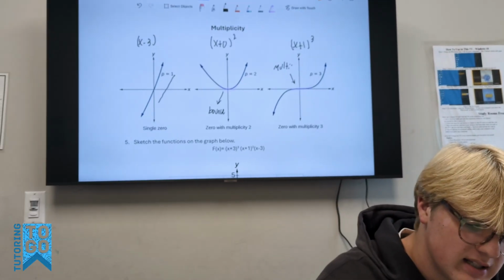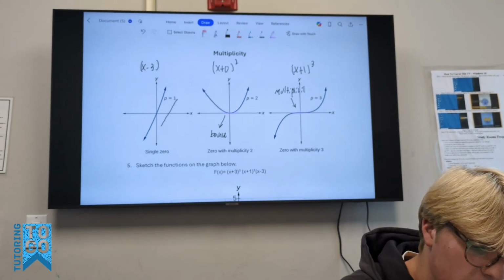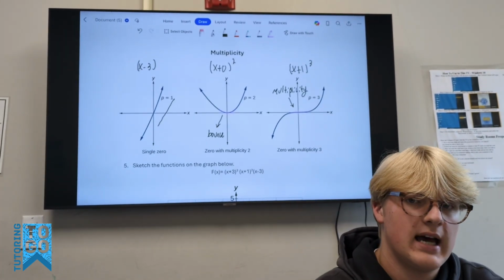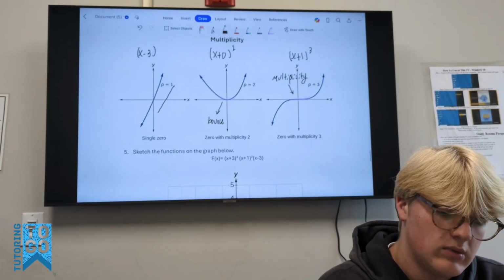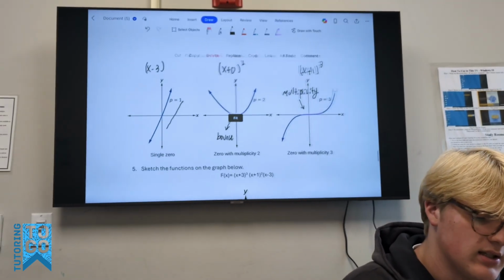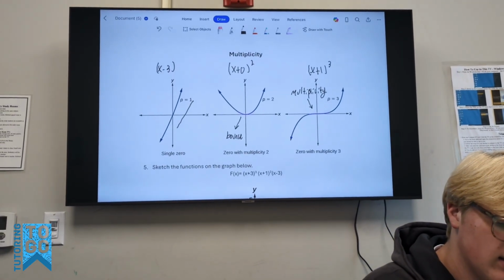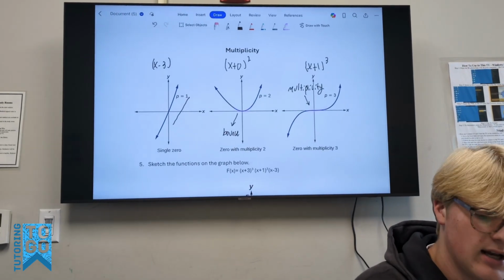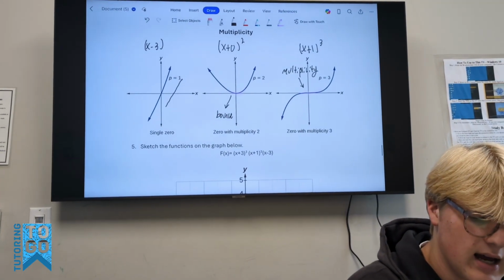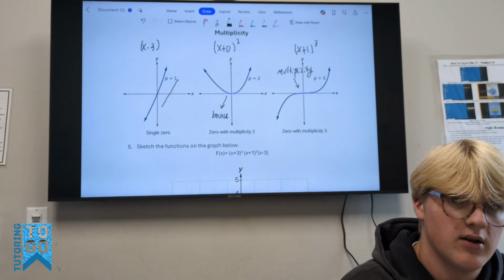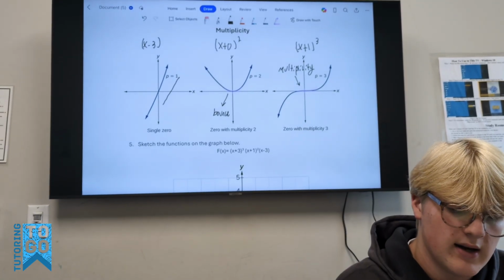So multiplicity is basically how many times the root happens at that point. So if it happens right here just once, it'll go through. If it happens here twice, it'll basically bounce because it's not able to go through because it's happening twice. And then at the cubic point, if it's hitting the root 3 times, it'll have that saddle.